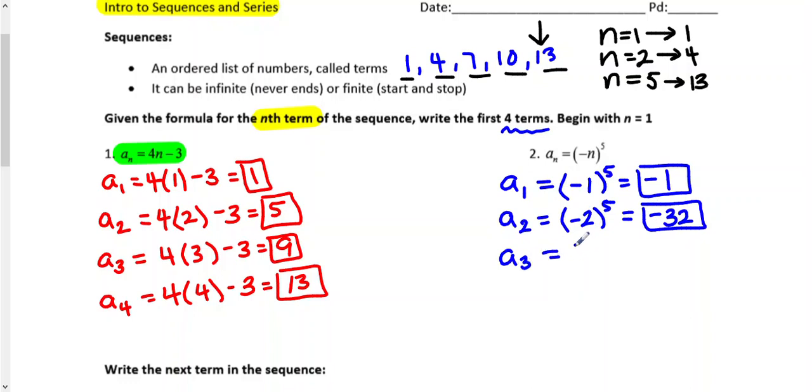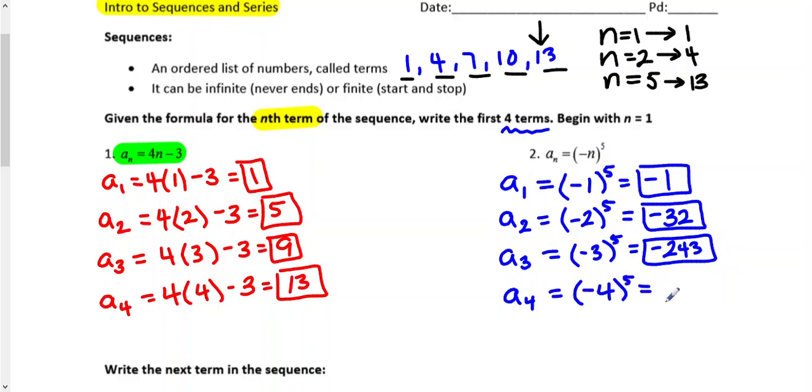A sub 3, we'll put negative 3 in. Plug this in your calculator, you get negative 243. And then the fourth term, we plug 4 in for n. Negative 4 to the 5th equals negative 1024. So my first four terms in this sequence are -1, -32, -243, -1024.